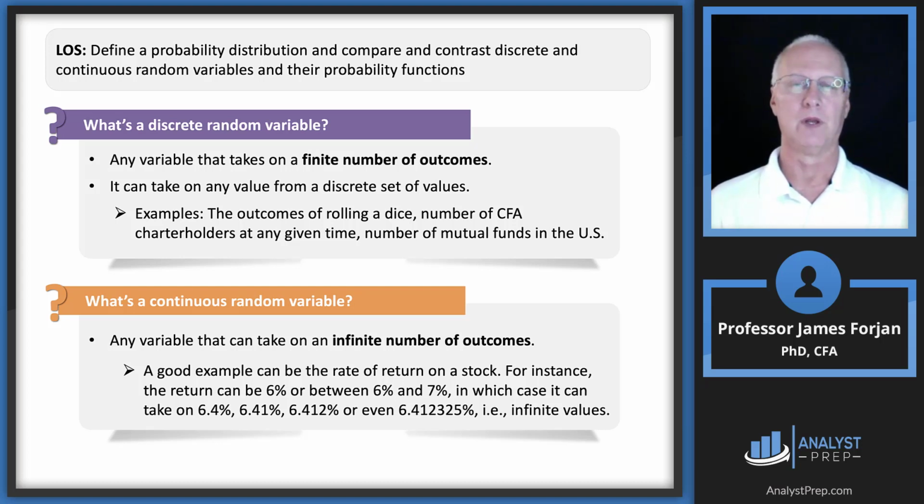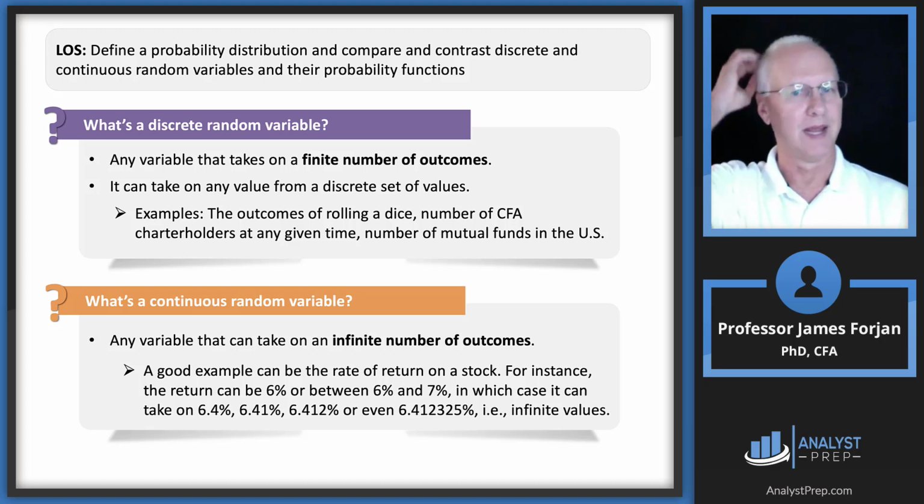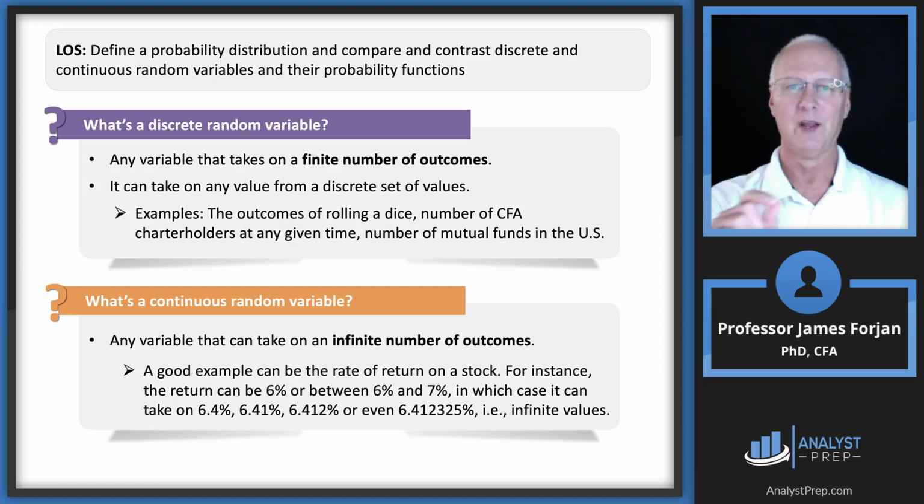How about this one? Number of whiffs that Tiger Woods has on the tee box of major tournaments. Well, that's probably not a random variable because they're all zeros, right? So make sure that random variables, when you get to this question on the exam, that they are random.